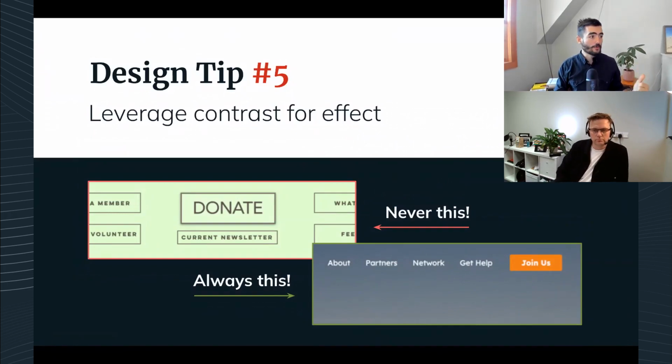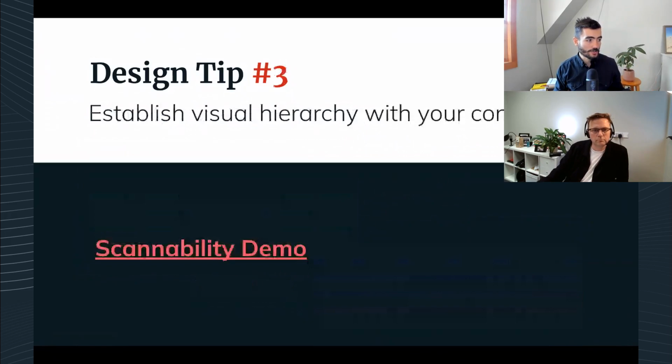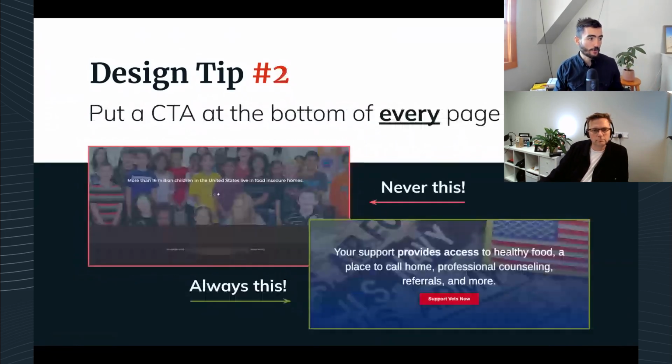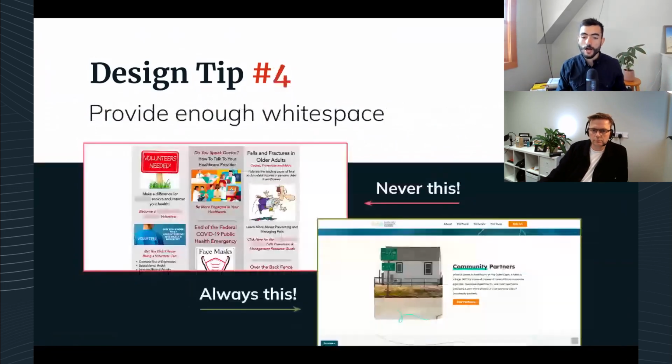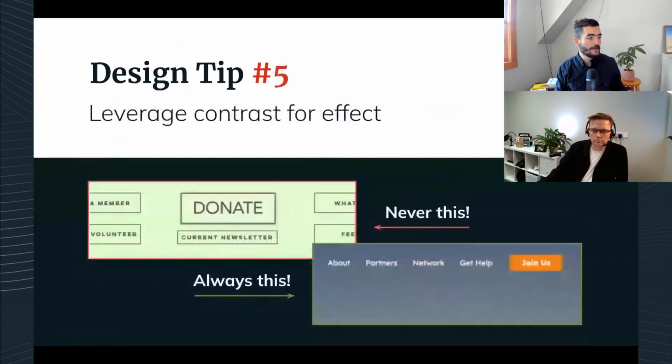So 5 quick tips: call to action in the header, call to action in the footer. Make sure your content is easy to scan by establishing hierarchies with your headings and maybe using lists. White space to give people room to flow through your content, and then contrast for your most important calls to action. Those are 5 basic design tips. David, I'll hand it over to you.